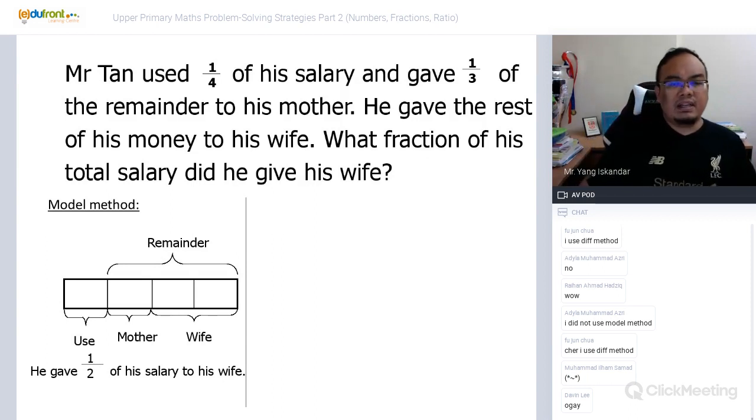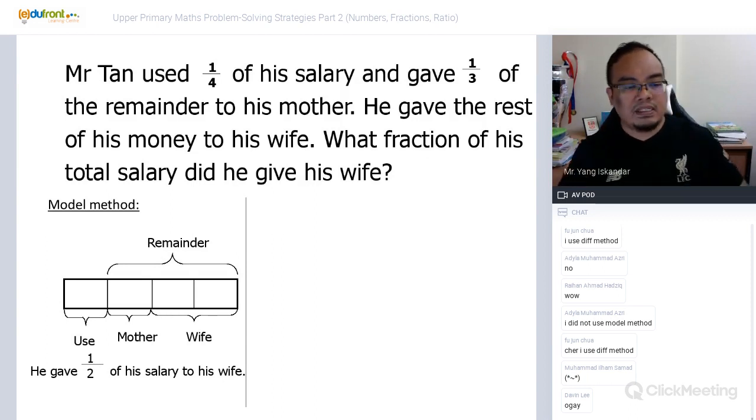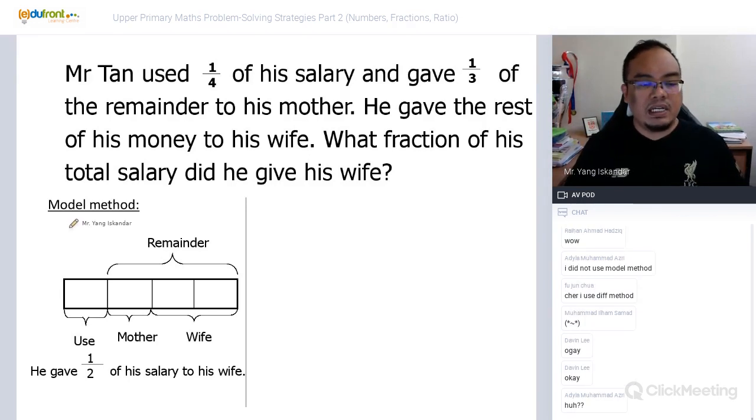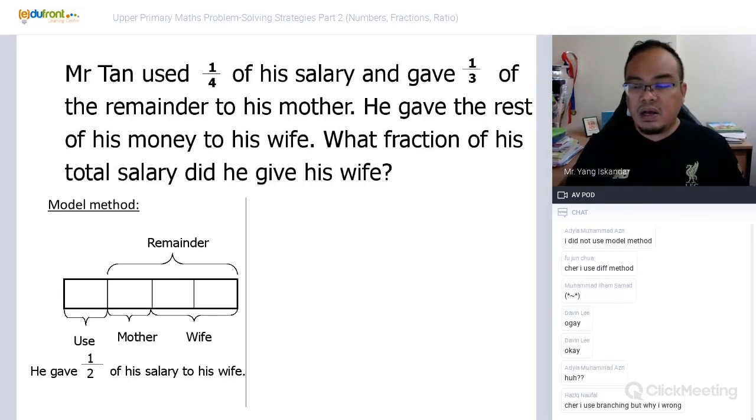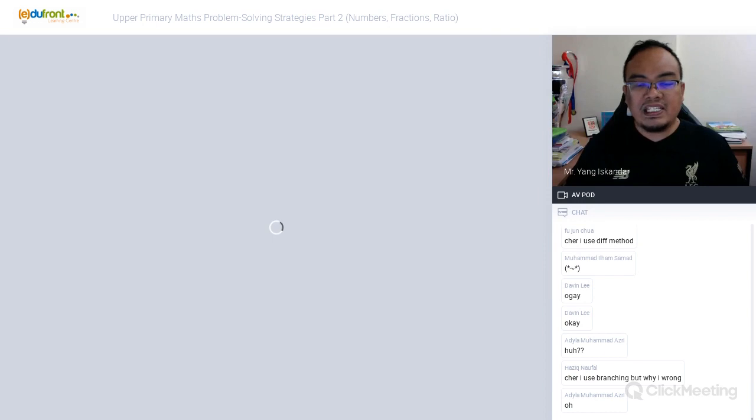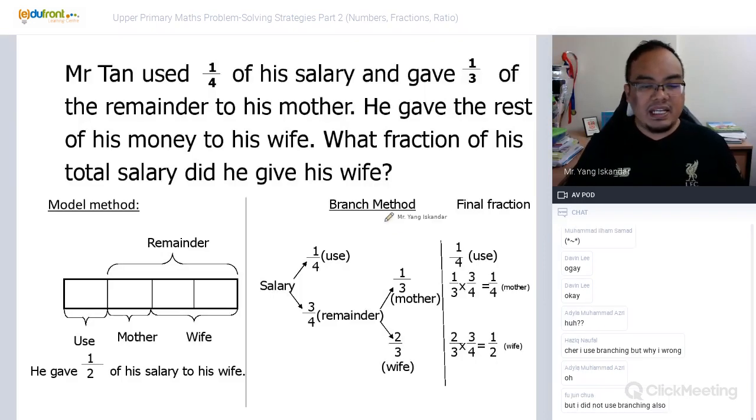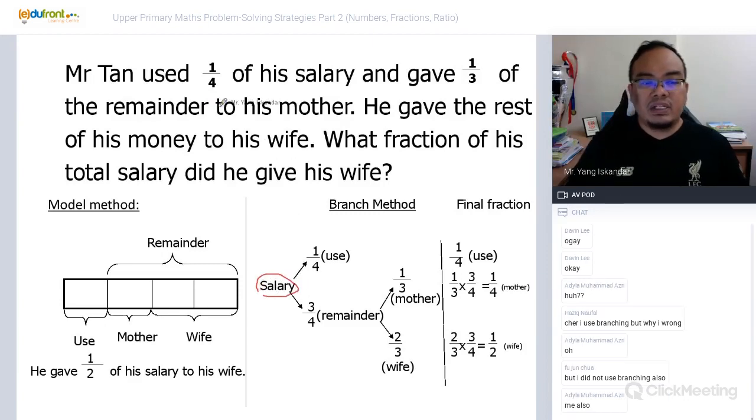Now let's come back to this question. Just now, we know that this question using a model is very easy. Now, how do you convert to the branching method? Let's take a look at this. Mr. Tan used 1/4 of his salary. So this represents his total salary. He used 1/4, and he gave 1/3 of the remainder.